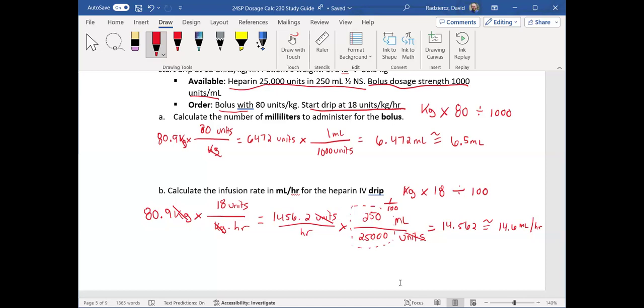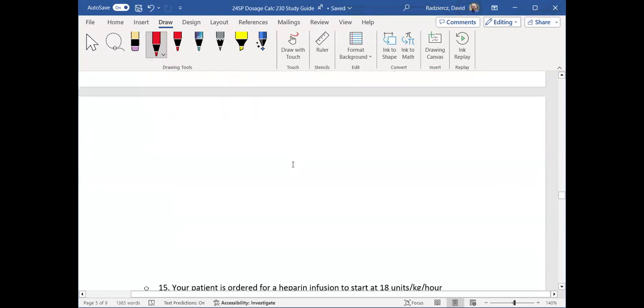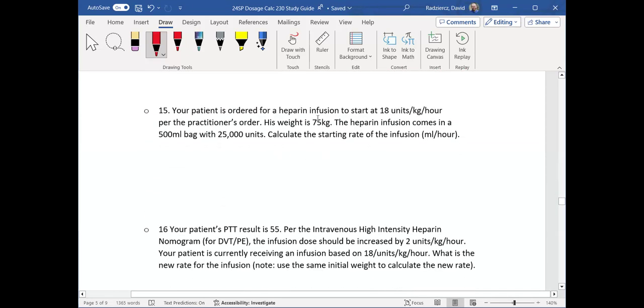The other thing is you always have to pay attention, like if they change the available, which I doubt they will, or if they change your bolus and your drip rate, then you might have to make some changes. And I think they do that. I think Maddie gave some examples of those. Like this one here. You're starting at 18, patient weighs 75. The heparin infusion comes in a 500 mil. So this is a different variation. And then you would just calculate the ml per hour based off of the new information.